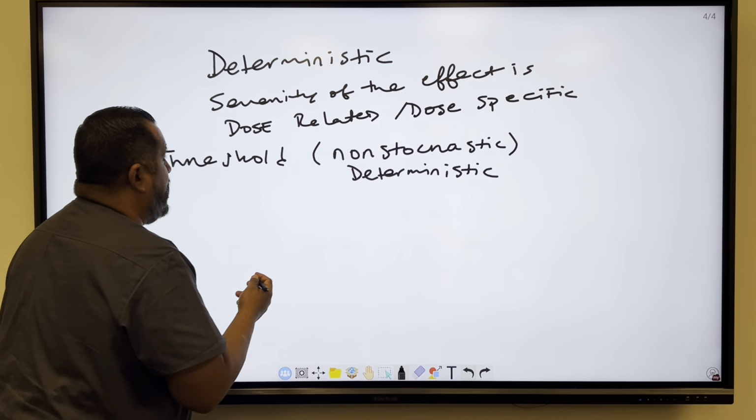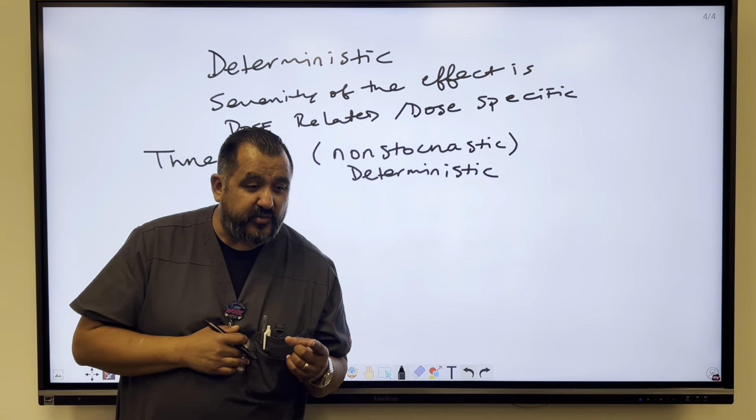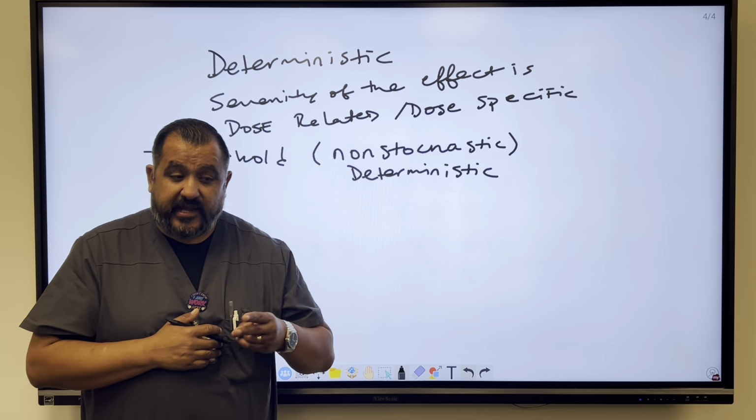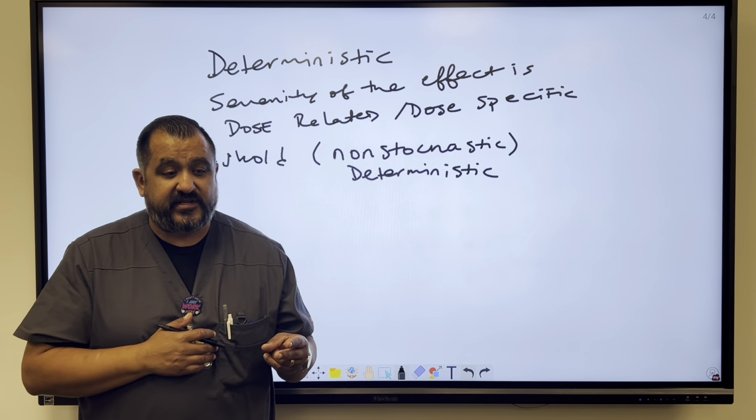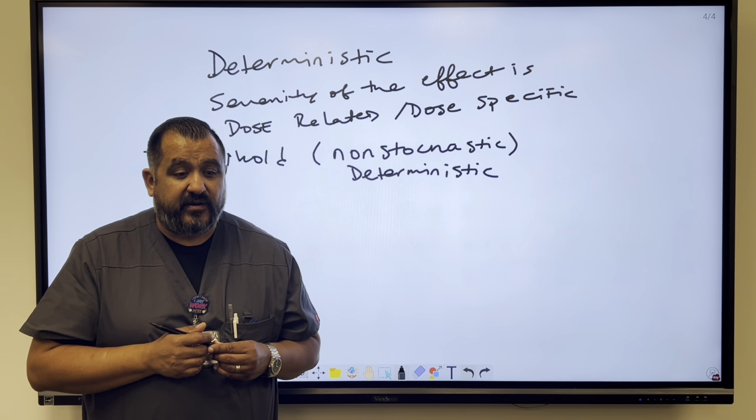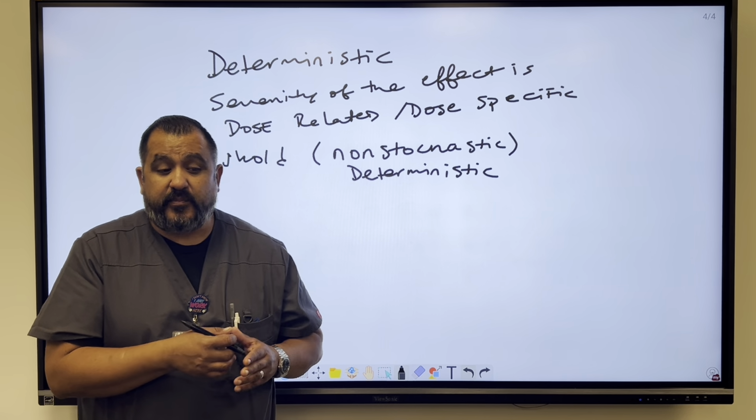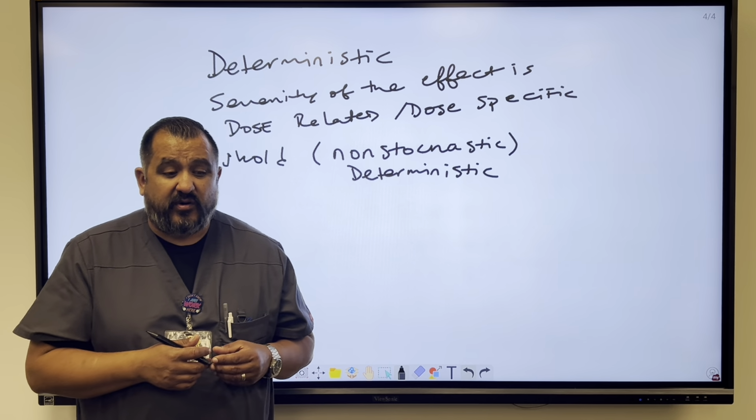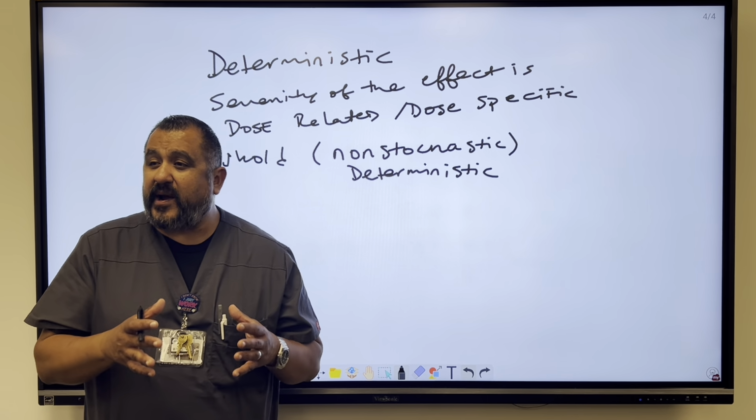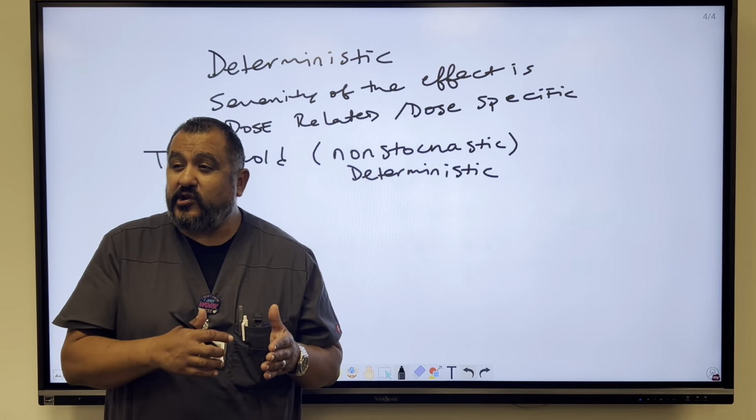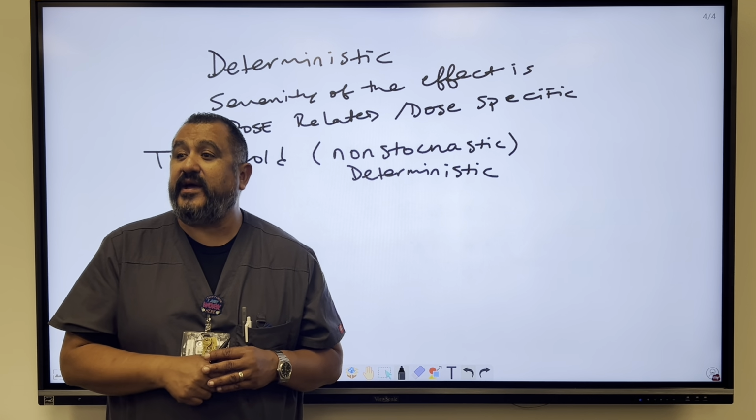So, we have, again, erythema, radiodermatitis. We have epilation, also known as alopecia. Epilation is the preferred term and radiodermatitis is the preferred term. We have here blood cell reduction, right? We have temporary sterility. We have ulcerations. We have all these biological effects that can occur, and they're all dose related. They know how much radiation can cause these effects.